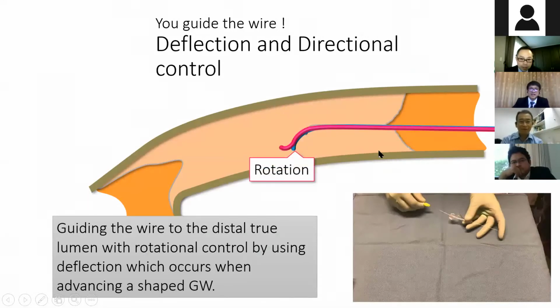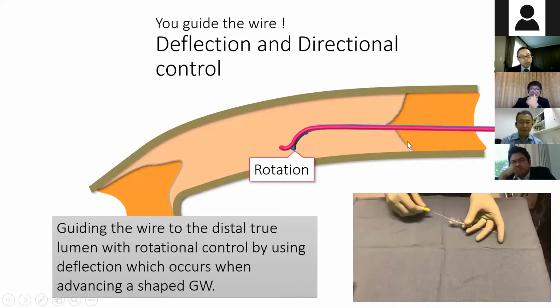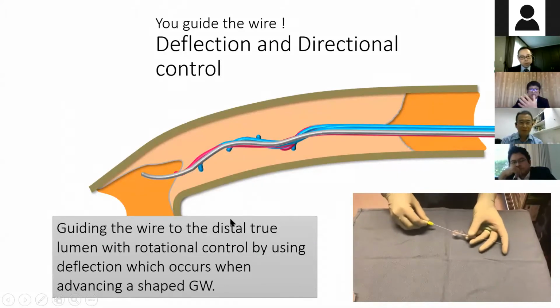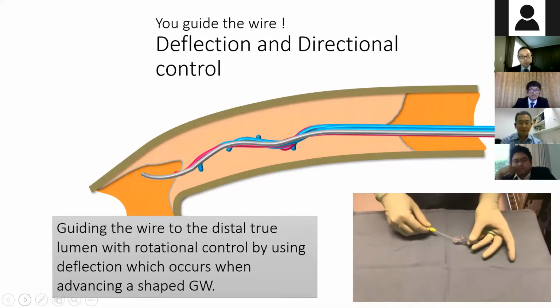With this type of guide wire, you can do active wire control by deflection and direction control, that we call active wire control, to go to the distal true lumen.